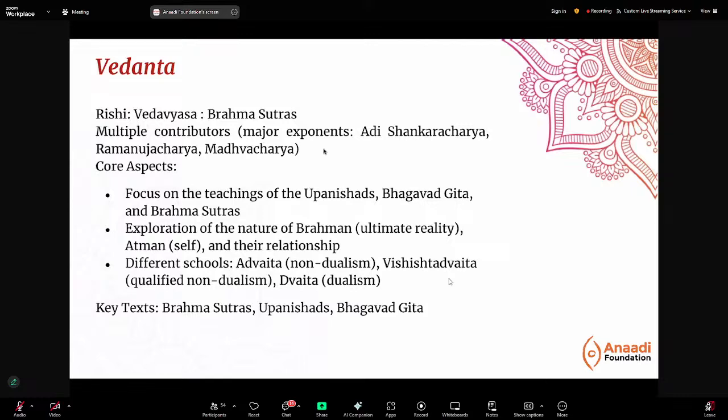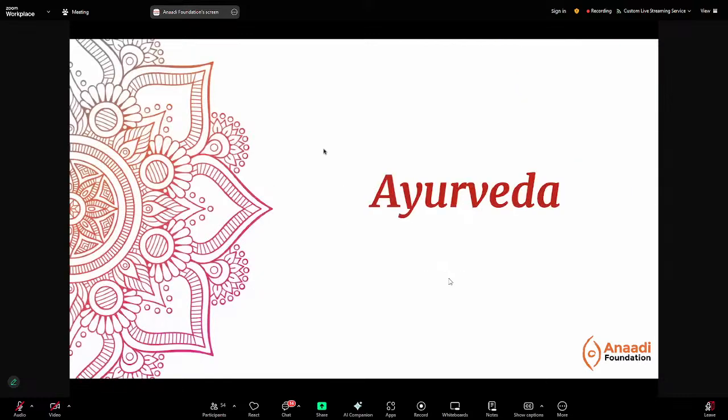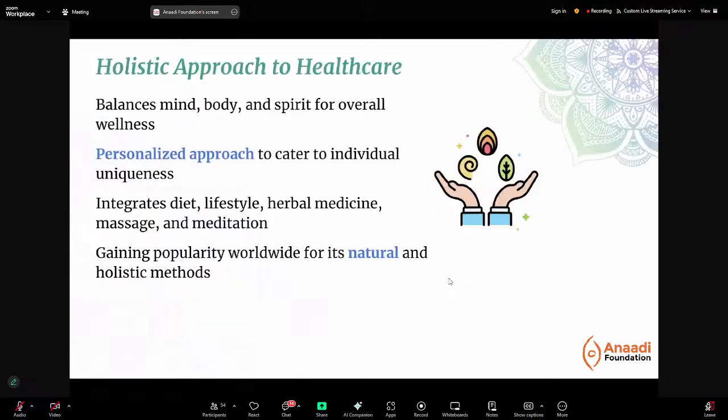So we'll go to Ayurveda. Why Ayurveda is needed: as part of this session, we will also be looking at some very important classroom strategies which are based on Ayurveda, right? When you look at Ayurveda, it presents a very holistic approach to healthcare. It balances the mind, body, and spirit for overall wellness. It's a personalized approach to cater to individual uniqueness, and integrates diet, lifestyle, herbal medicine, massage, and meditation. All these are part of Ayurveda.